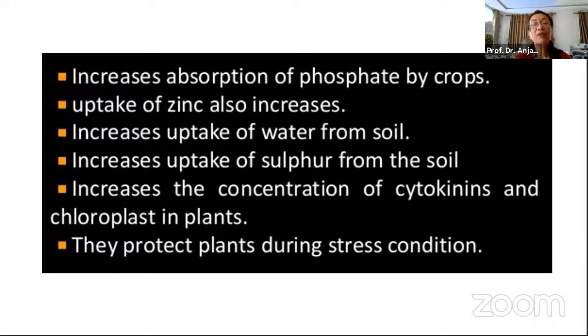It increases uptake of water from the soil, which I was talking about as moisture, and increases uptake of sulfur from the soil. Concentration of cytokinins and chloroplasts in the plants will be increased. They will protect during stress conditions.